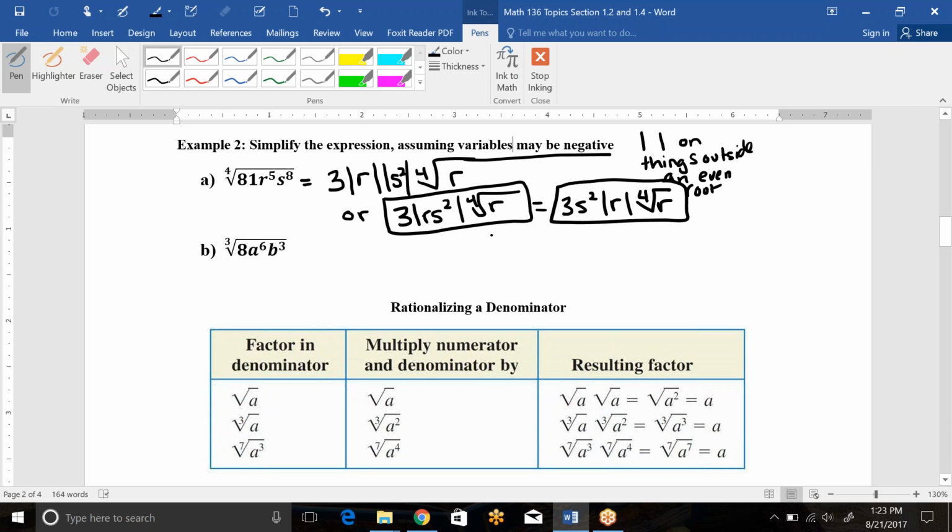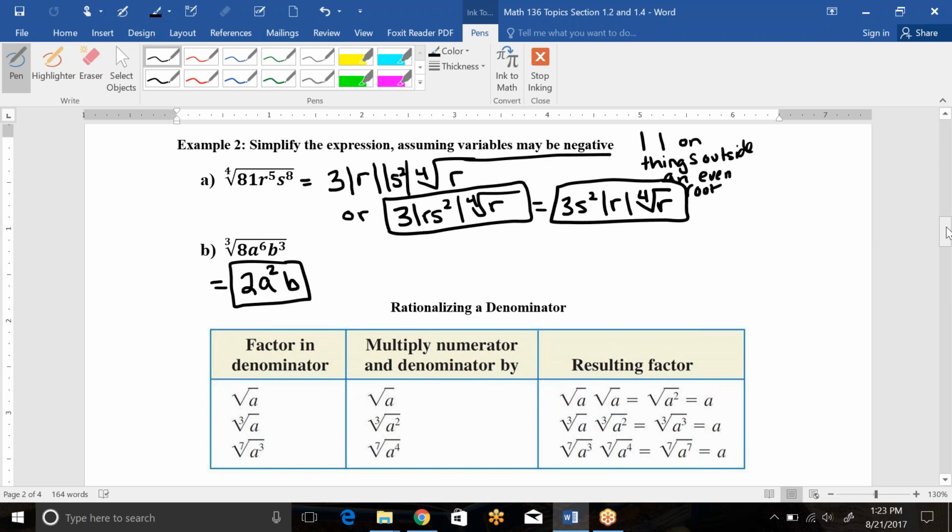Okay, so let's look at this next one. So this would be cubed root of 8, a to the 6th, b to the 3rd. Now, because this is an odd root, we don't need to deal with absolute values at all. It's only when you have even roots and the variables may be negative. So the cubed root of 8 is 2. 3 goes into 6 exactly 2 times, so a squared will come outside, and 3 goes into 3 exactly 1 time, so b to the 1st will come outside. So this already was a perfect cube underneath the radical, so it comes out completely as just 2a squared b to the 1st.